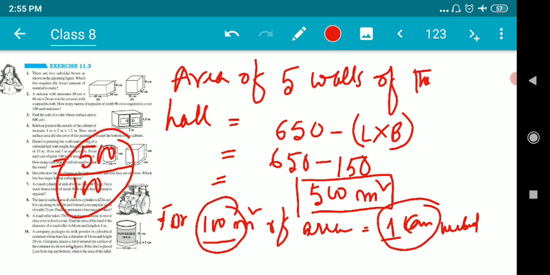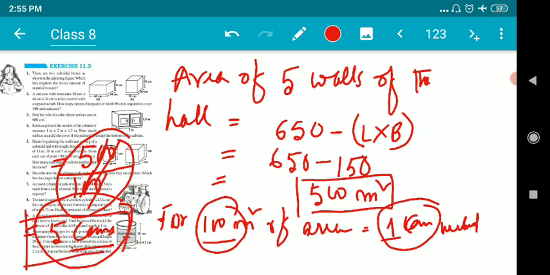So dividing 500 by 100, we get 5, the zeros cancelling. 5 cans of paint will be needed to paint all 5 walls of the room. Okay, so just by dividing 500 by 100 we can get an answer. So children, this is how we actually have to deal with such kind of sums.